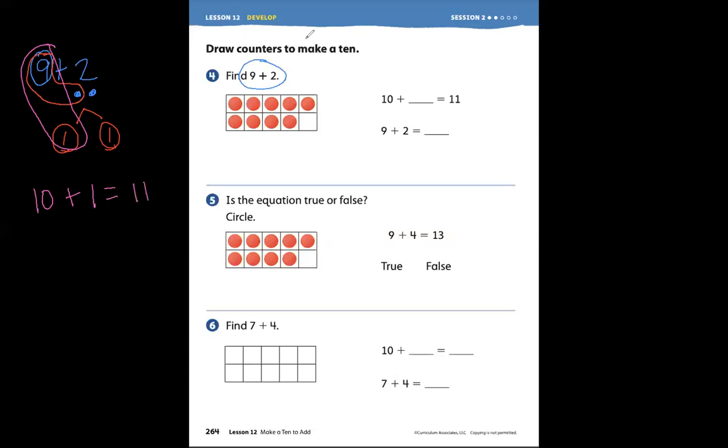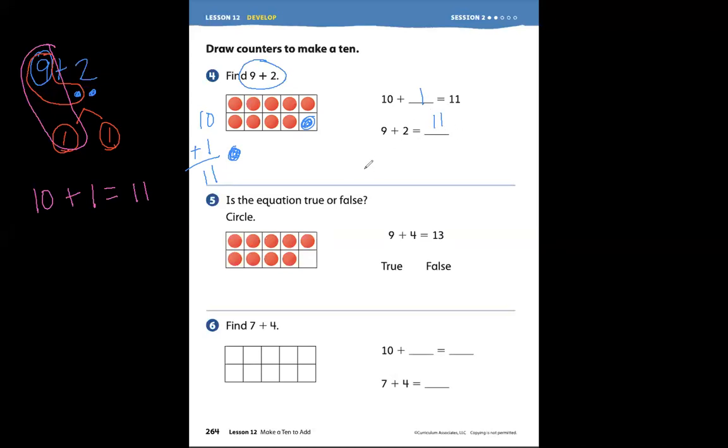Equals 11. So over here now on our page, we're going to write 9 plus 2. Let's add 2 circles. 1, 2. So we borrowed 1 from that 2 to make a group of 10. So now we have 10 plus how many right here? 1. 10 plus 1 equals 11. 10 plus 1 equals 11. 9 plus 2 equals 11.